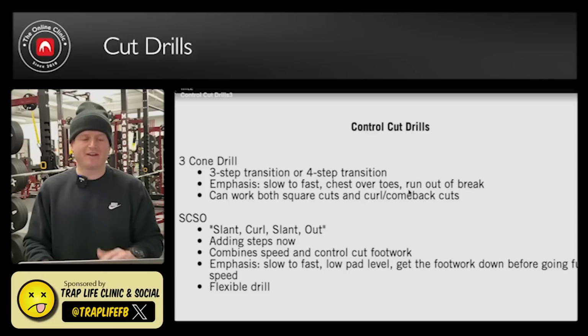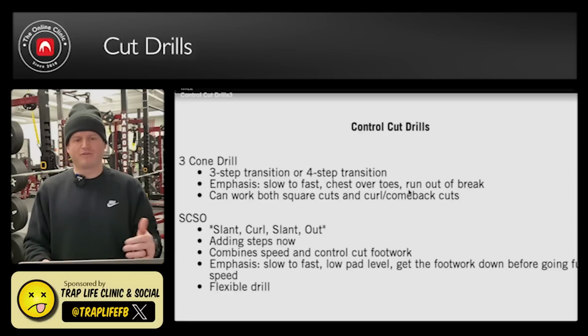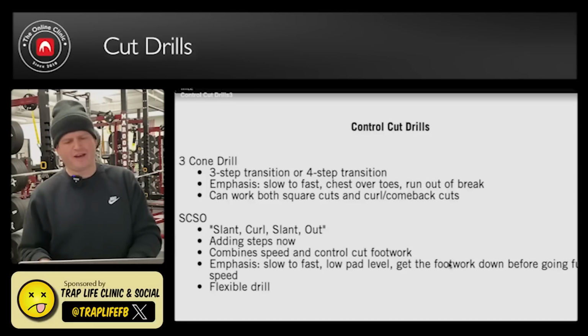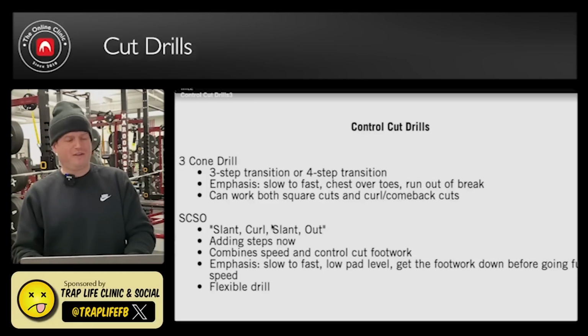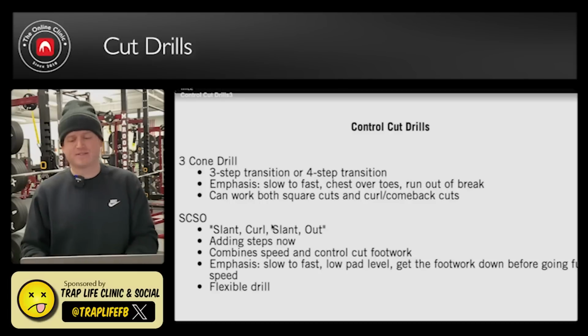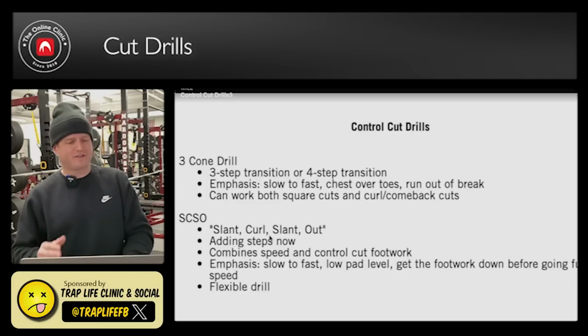you choose. So I give a lot of empowerment to my guys to figure out what works best for them, and then whatever translates to the field to get them to be successful. And I'll show that. The reason I like that is because it's very flexible, so we can work both square cuts and then our curl and comeback cuts, which we will see here in a bit. And then our SCSO drill. It's a cone drill that adds a slant, curl, slant, out drill. And now we're adding steps. So as we come off of our slant, we want them to count their steps.